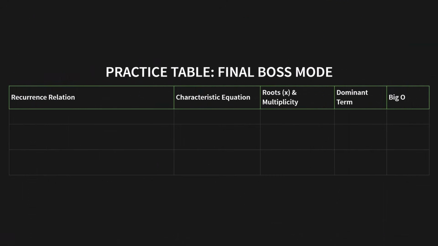All right, let's put it all together. Welcome to the practice table, final boss mode. We are going to walk through this entire process together, step by step. First row, the recurrence is t of n equals 6t of n minus 1 minus 9t of n minus 2. The characteristic equation is x squared minus 6x plus 9 equals 0.